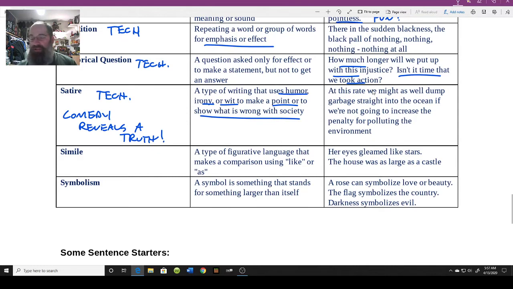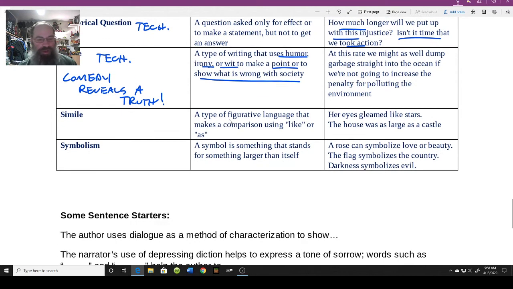And here's the lovely example. At this rate, we might as well dump garbage straight into the ocean if we're not going to increase the penalty for polluting the environment. That's also hyperbole.